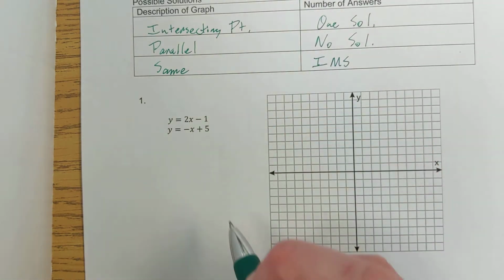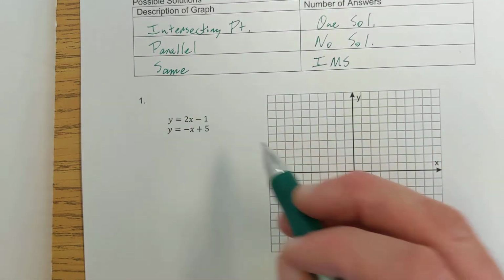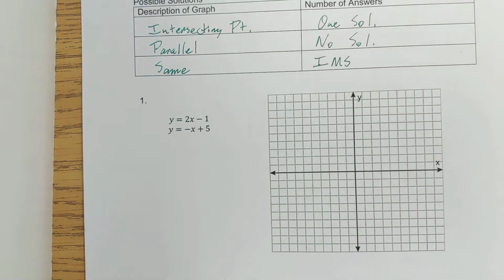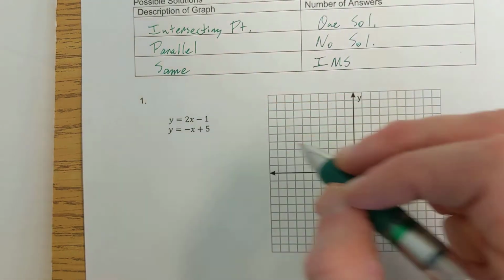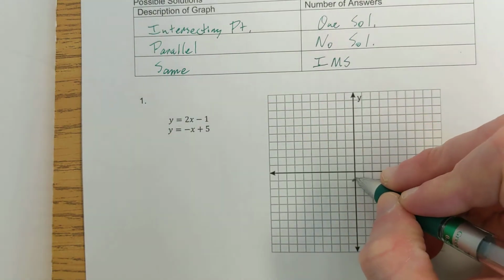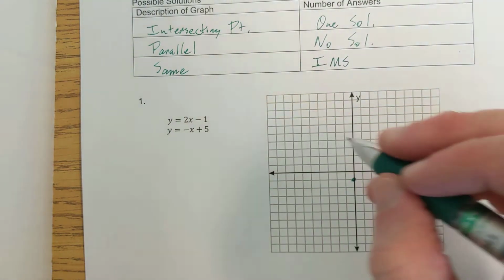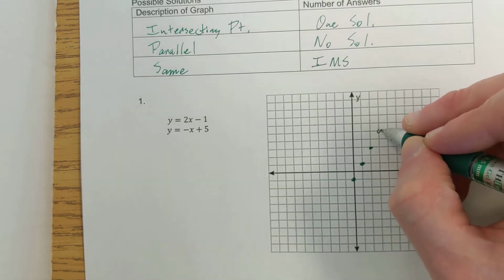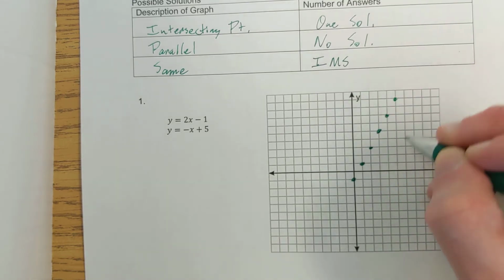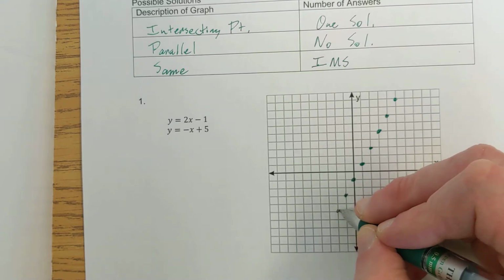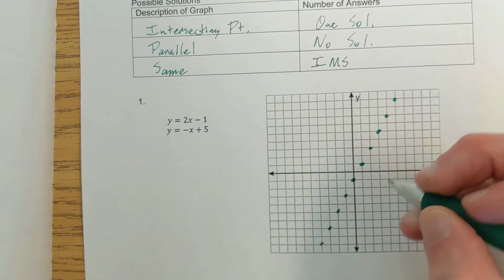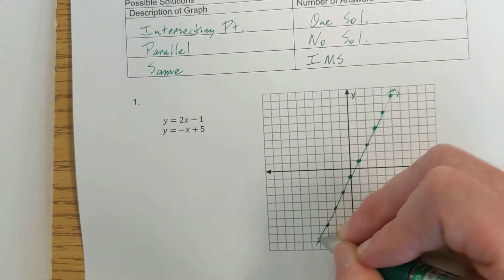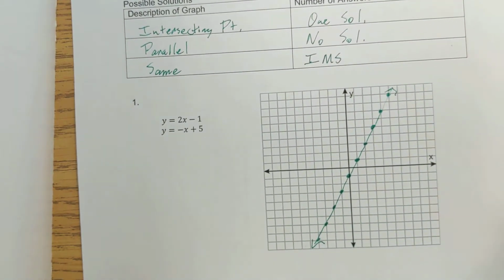For number one, what we're going to do is graph both of these and just see what happens, and then take a look back at the description that goes with it. For the first one, our y-intercept is at -1, and our slope is 2. So we go up 2 over 1, up 2 over 1. We don't know where it's going to cross, so we're going to put all these points on here using a ruler, which can help you go a little bit faster and make a perfectly straight line. There we go. So there's our first line.